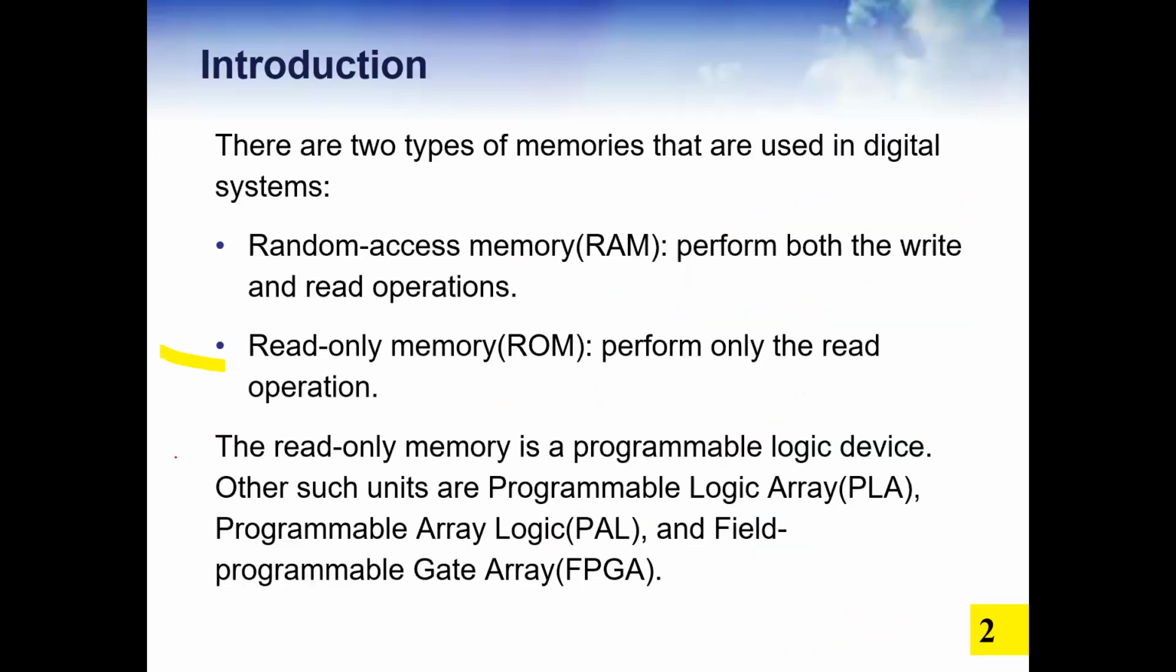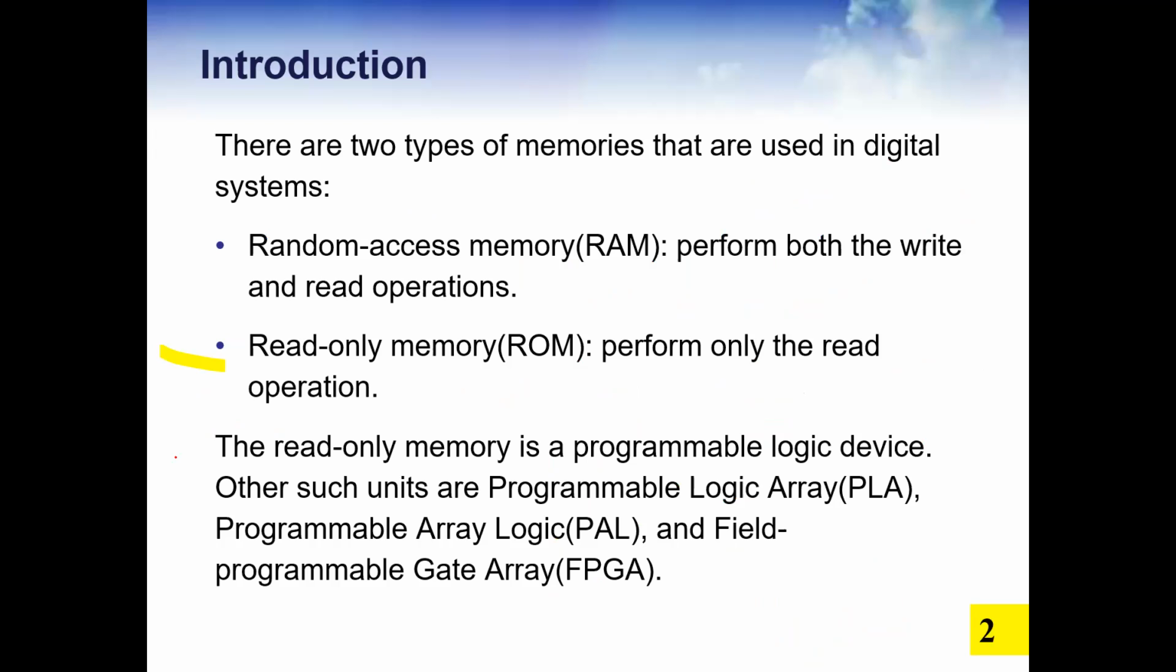Let's move in detail. So the major categories of memories, guys, are basically RAM and ROM, which is very common, and every one of you must remember this one. So random access memory basically performs both operations: read operation and write operation. But we have a ROM, which is read-only memory, where we can only perform the read operation. We cannot write to that one.